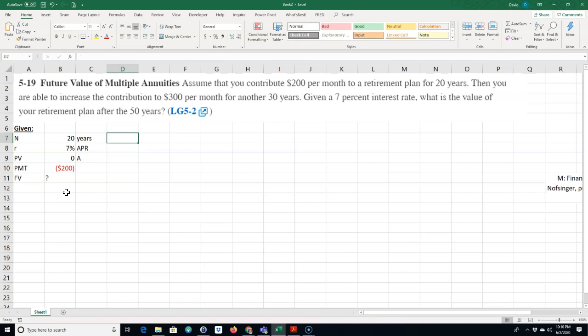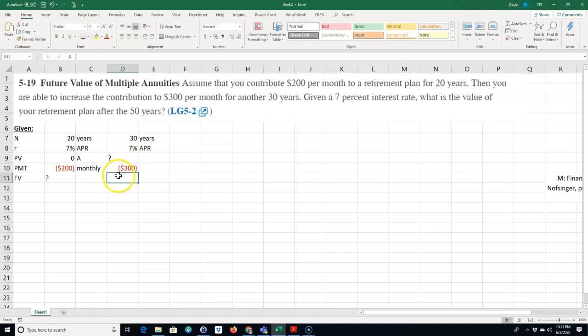And this is monthly, right? Very important to remember that that's monthly. And then we're going to do another 30 years. It's the same interest rate, and that's APR also. And this present value, whatever we find the future value of this investment, we can turn around and put it here as a present value for the next 30 years. But then we're going to increase the payment. We're going to start saving $300 a month for the next 30 years.